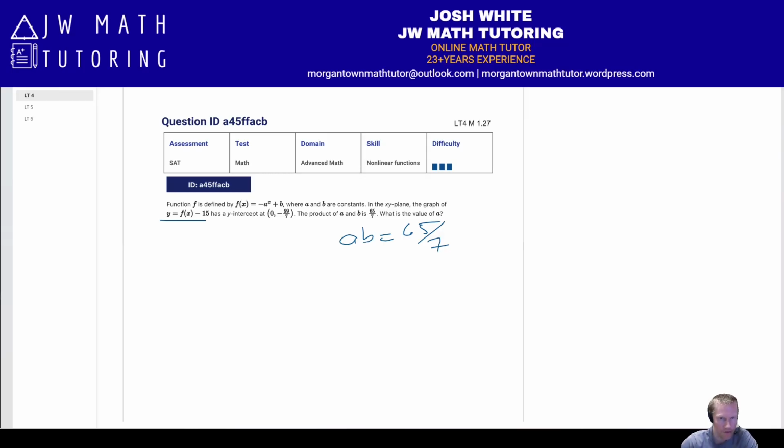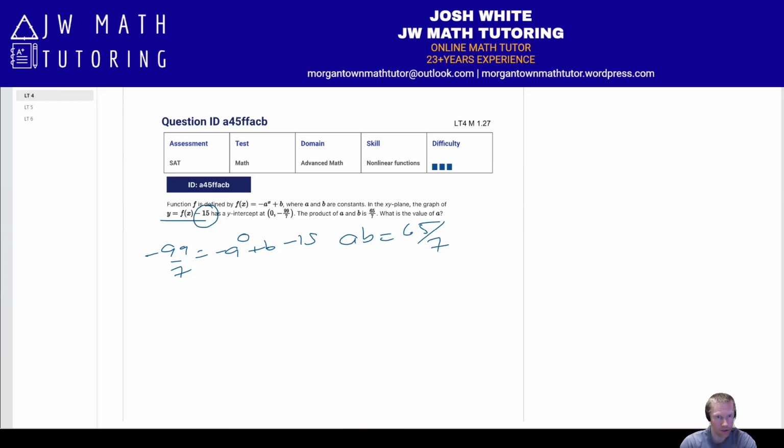Basically, this y-intercept value right here is what you get when you plug in this x and this y to the original function, except it's also going to be shifted down 15 units. So in other words, negative 99 over 7 is equal to negative a to the 0 plus b, but you also have to add a minus 15 at the end because of this whole thing here. It says y is equal to f of x but minus 15.